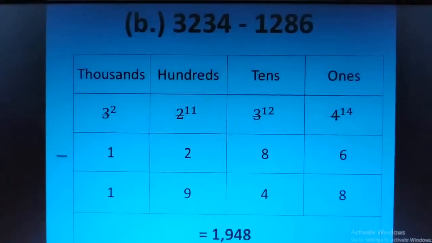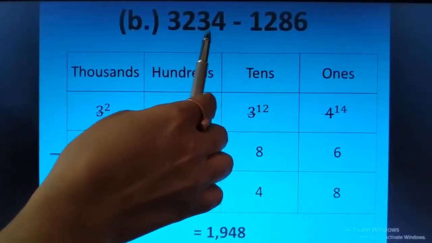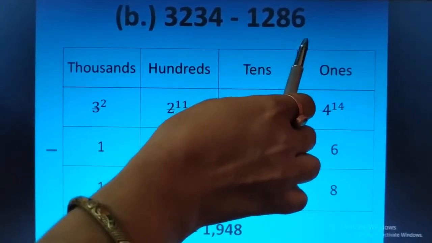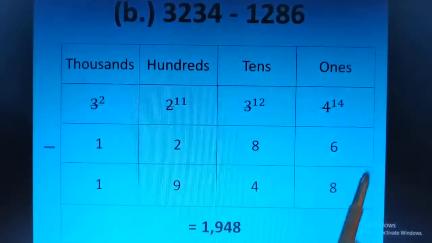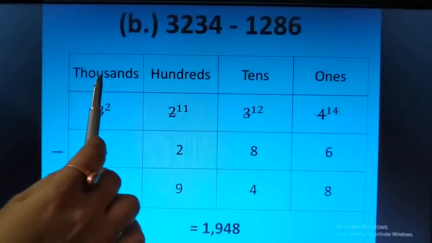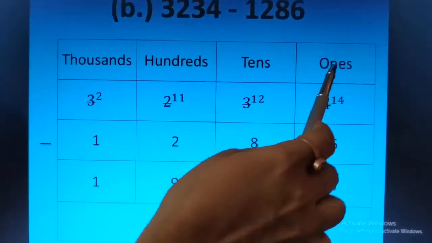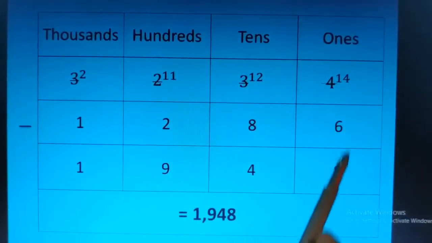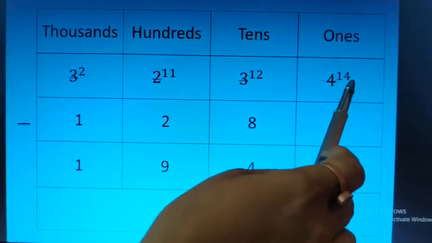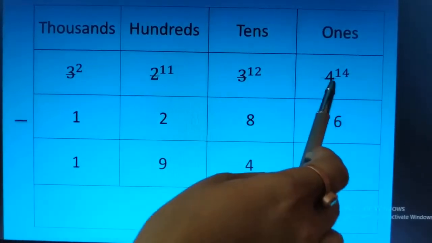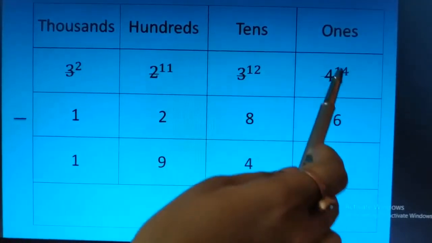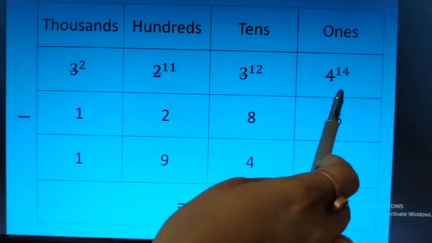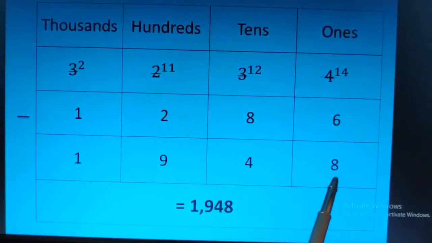Now next is 3234 minus 1286. Now we will arrange in the column method like thousands, hundreds, tens and ones and we will write the numbers according to place value. We will start from the ones place. 4 minus 6. We can't subtract 4 minus 6. So we will borrow from the tens place. There will be 14. 14 minus 6 is equal to 8 and there is 2.